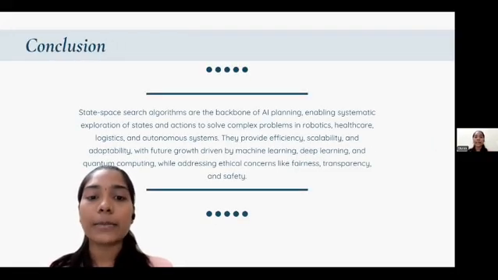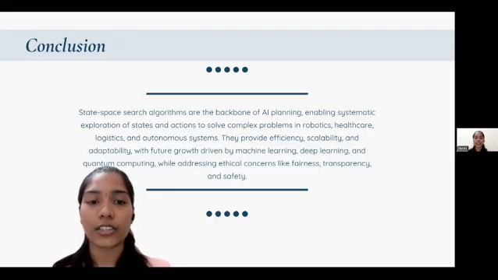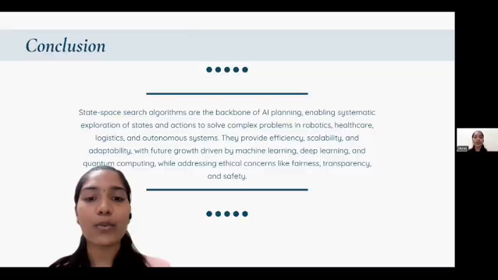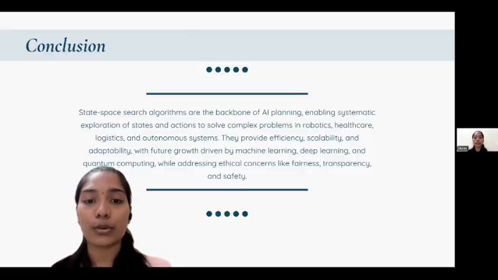To conclude, state space search algorithms are one of the main foundations of artificial intelligence. They help machines plan, reason, and make decisions just like humans think before acting. As AI continues to grow, these algorithms will become even more powerful, making our world smarter and more efficient.